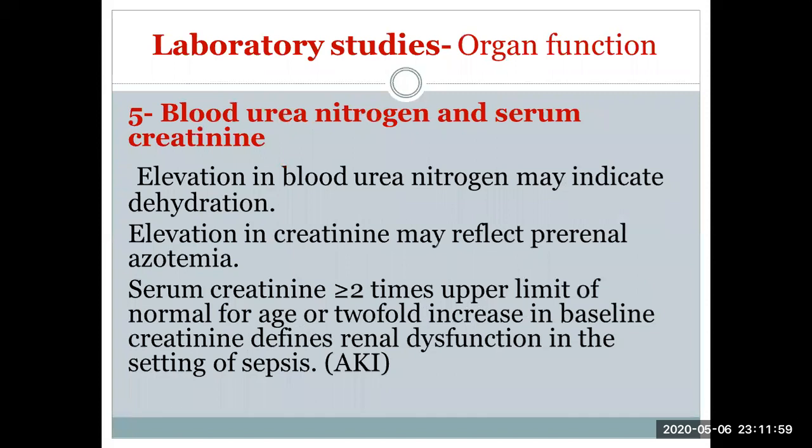Blood urea nitrogen and serum creatinine. Elevation in blood urea nitrogen indicates dehydration, and creatinine reflects prerenal azotemia, and AKI is a well-known complication of sepsis. The kidneys are one of the first organs to shut down after a strong hit of sepsis. If the patient is experiencing ongoing septicemia and the blood supply and oxygen demand are not met, the kidneys will go into acute kidney injury, subsequently renal failure and renal shutdown. That process is a true complication of septic shock.